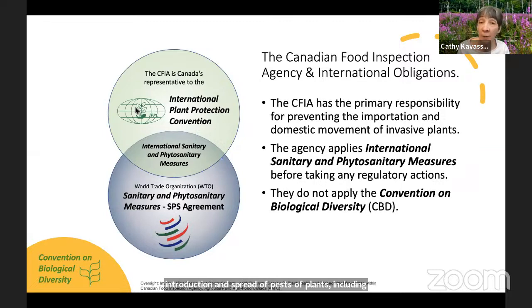Before taking any regulatory action, the CFIA applies standards developed under the IPPC. This is done to meet obligations under another international agreement called the Sanitary and Phytosanitary Measures, or SPS agreement, which was created to prevent unfair restrictions on trade. Adherence to these standards has created some issues that I will describe shortly, but it's important to note that the CFIA does not apply guidelines developed under the Convention on Biological Diversity.